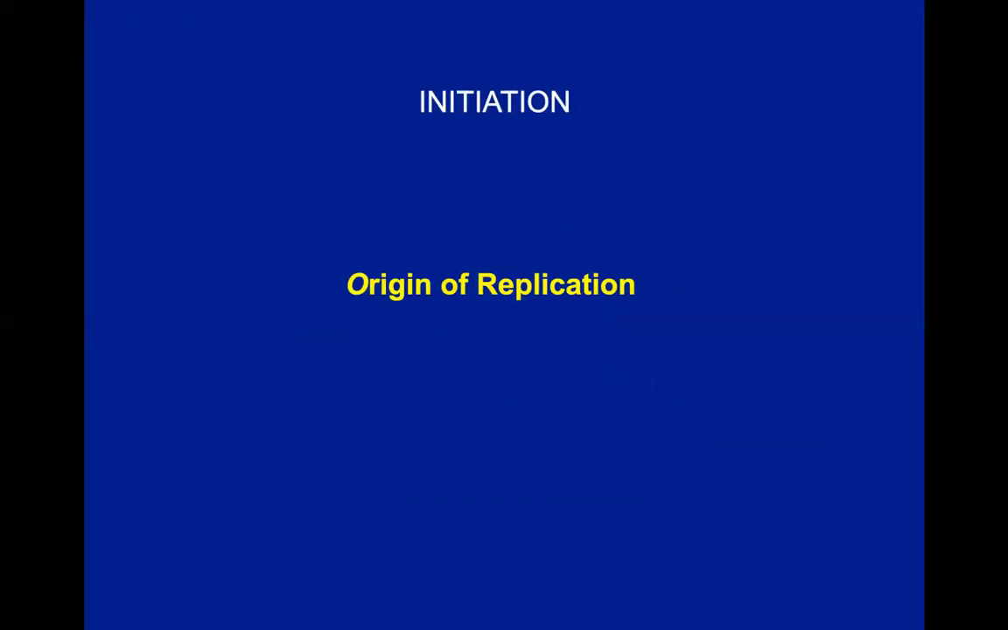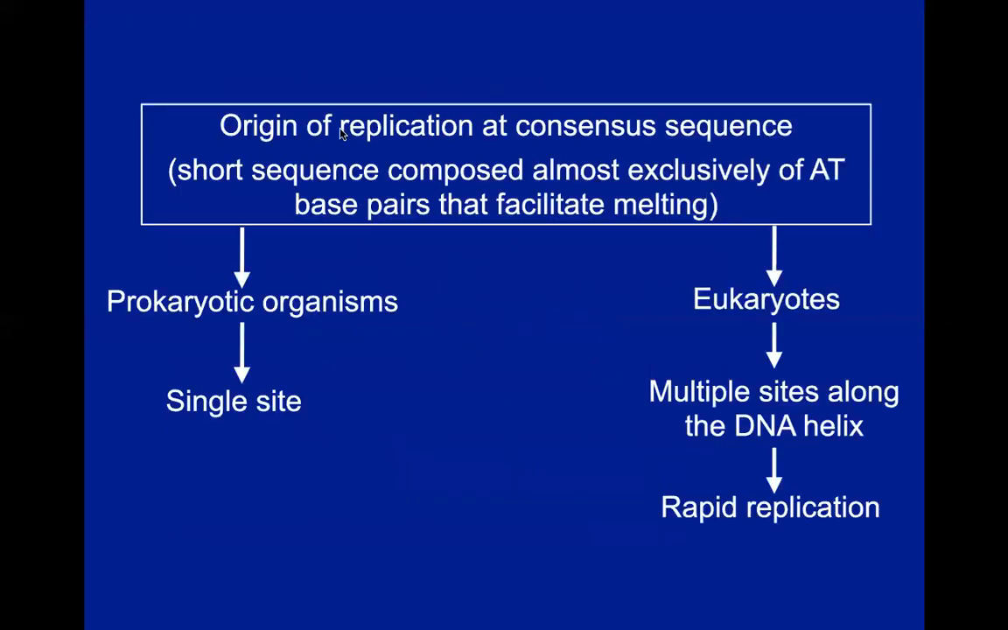So first is initiation, origin of replication. The origin of replication is at the consensus sequence. What do you mean by consensus sequence? A short sequence composed almost exclusively of AT base pairs. These AT base pairs facilitate melting. Why does this facilitate melting? Because AT base pairs have only two hydrogen bonds, whereas GC base pairs contain three. So the AT-rich region will melt easily. So this consensus sequence contains AT-rich base pairs which facilitate melting.